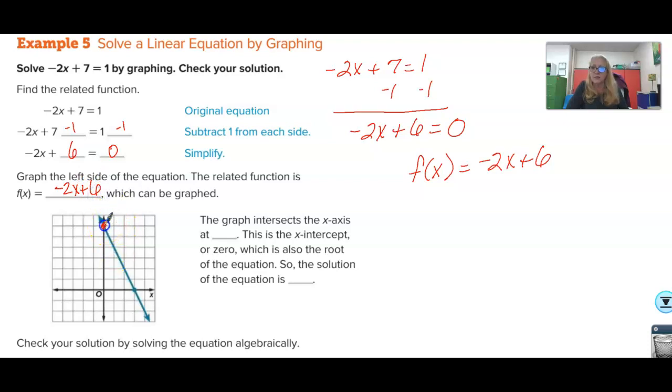Our y-intercept is at 6, our slope is negative 2, down 2, right 1, down 2, right 1, and we can graph the line. Then we can find where it will intersect the x-axis. It intersects the x-axis at 1, 2, 3. So that would be 3, 0. This is the x-intercept or 0, which is also the root of the equation. So the solution of the equation is 3, 0.